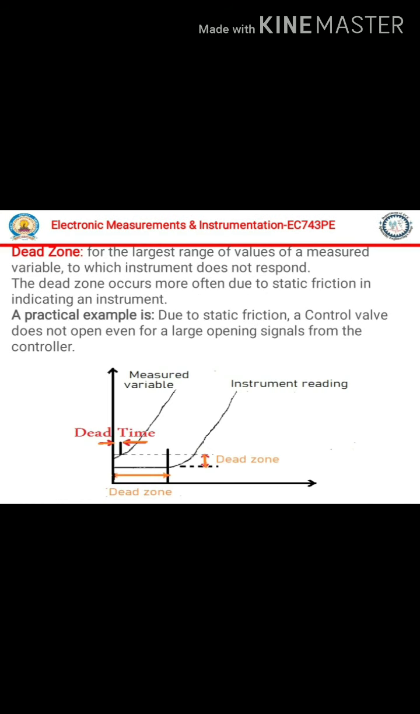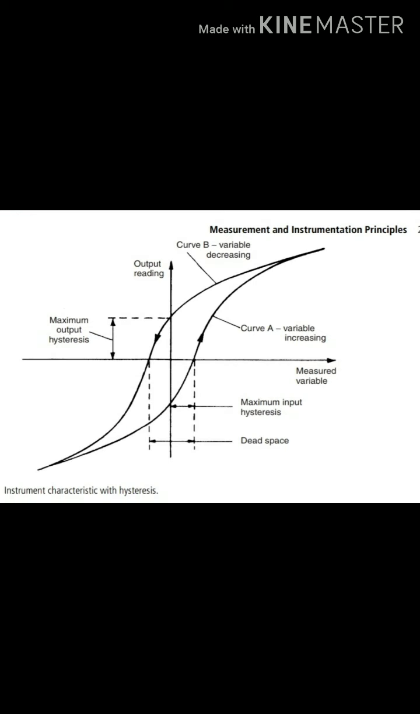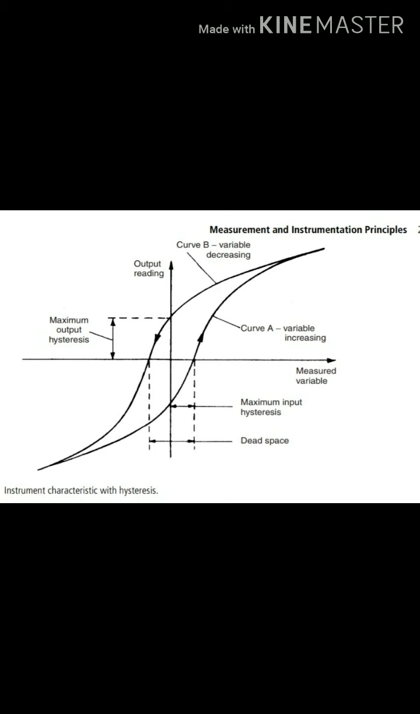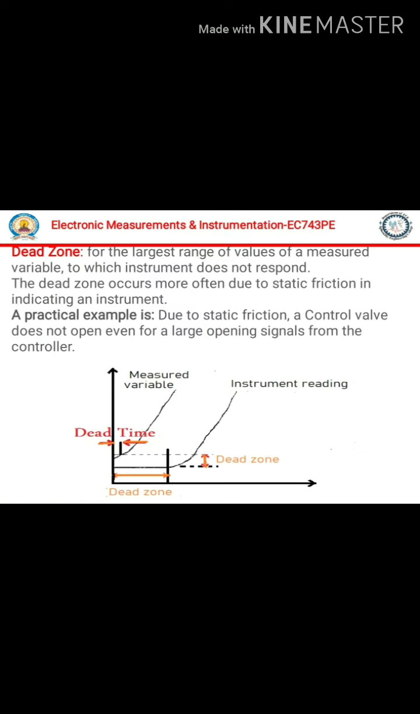The next static performance characteristic is dead zone. It means that when you are conducting an experiment and reach a certain high range of values, your instrument may not respond. The particular range of the input where your output is not responding is called the dead zone. Clear? Dead zone occurs for many reasons. It is because of hysteresis, or because of backlash, or because of the limitation of the instrument which you are using inside.